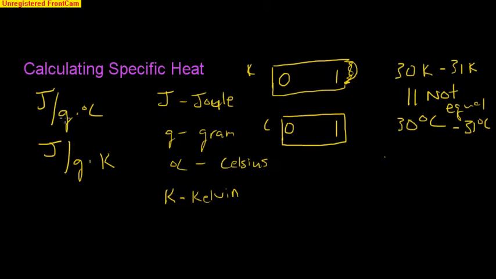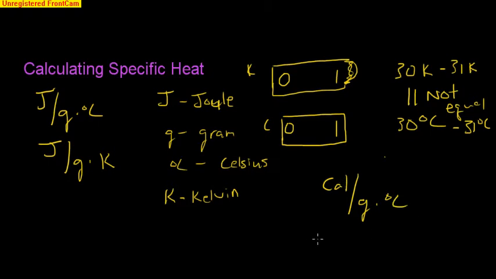Basically, the C and the K units would be equivalent, so you wouldn't have to do anything different for these. However, another unit that you may see is calories per gram times degrees Celsius. Let's get rid of the joule there.